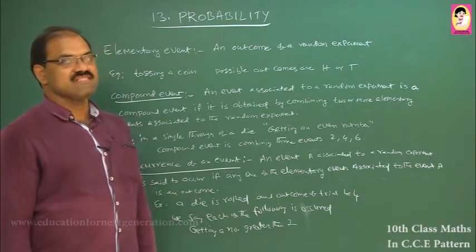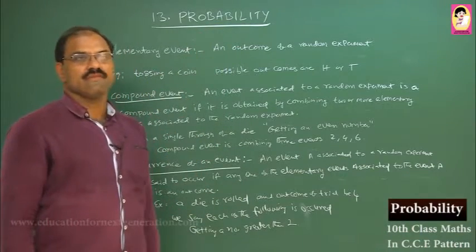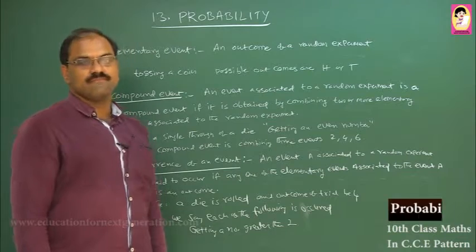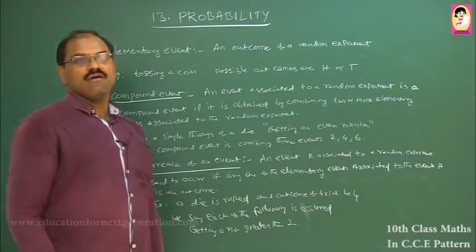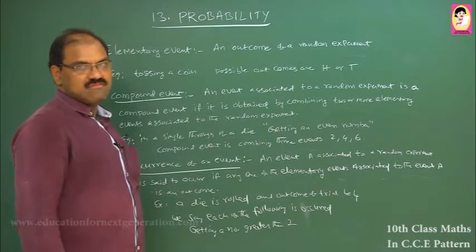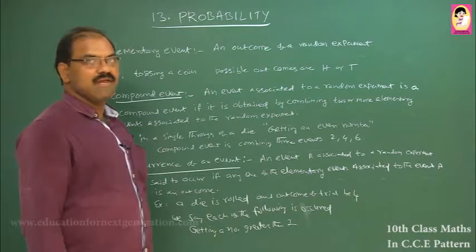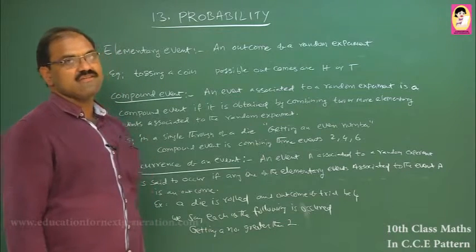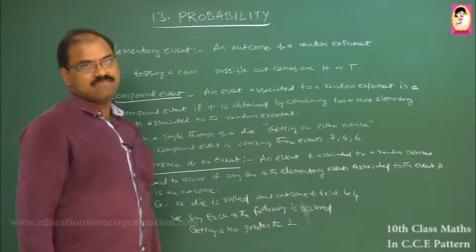Now we are going to discuss the chapter on probability. What is probability? Generally we say that it may rain, probably it may rain, or I may join politics. These are all probable things, meaning it may occur, it may not occur, it is not certain. So the things that are not certain are called probable things.